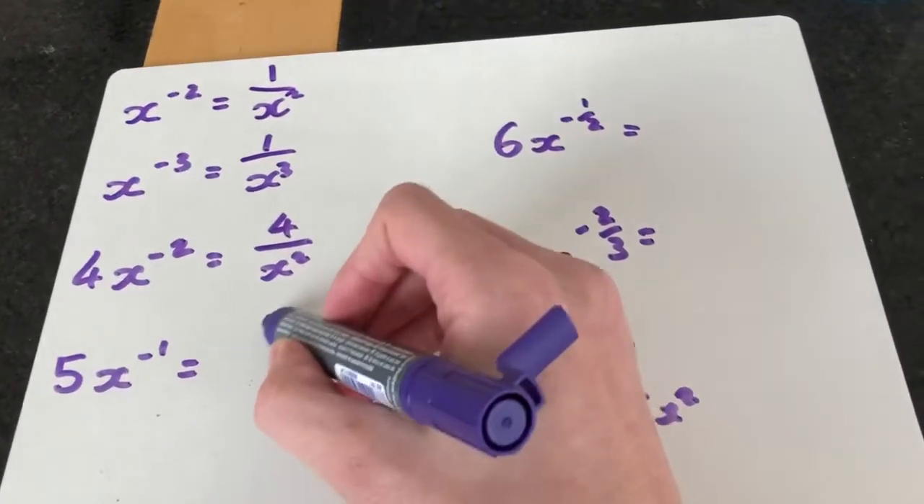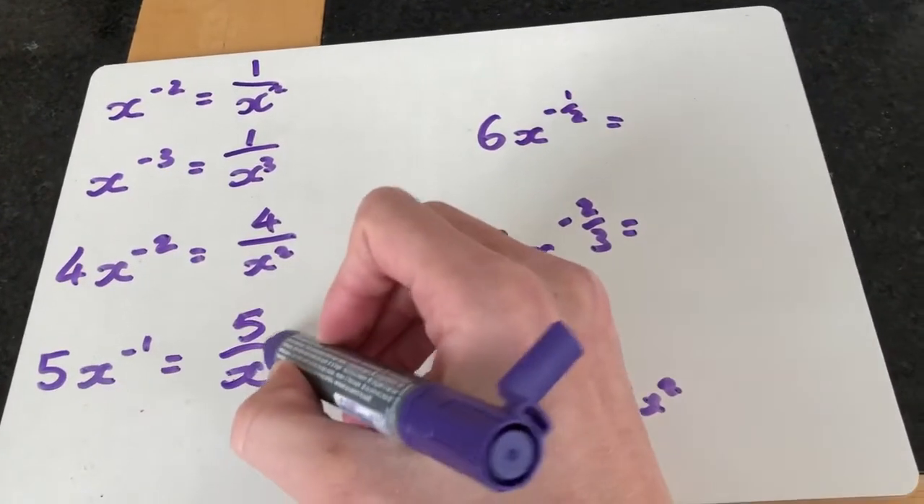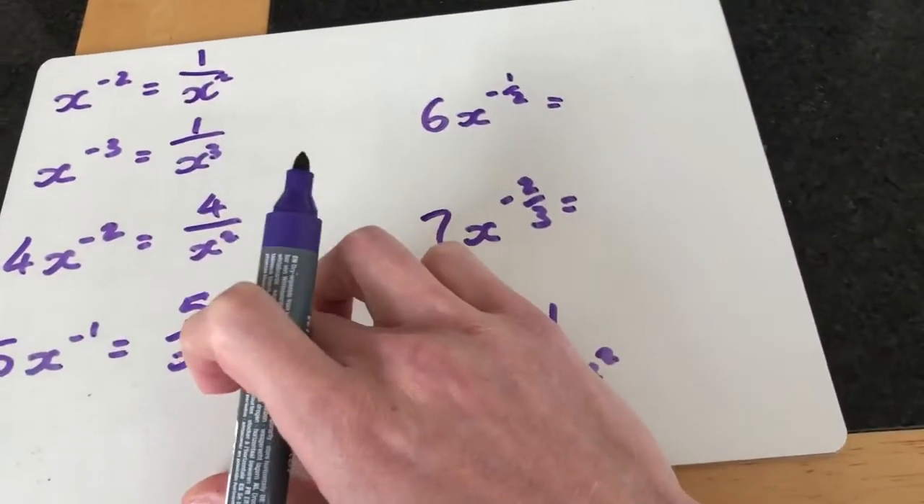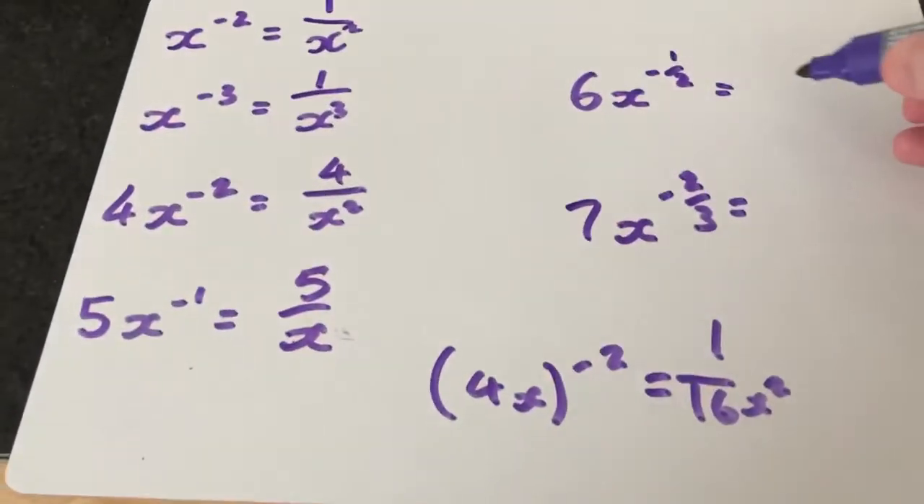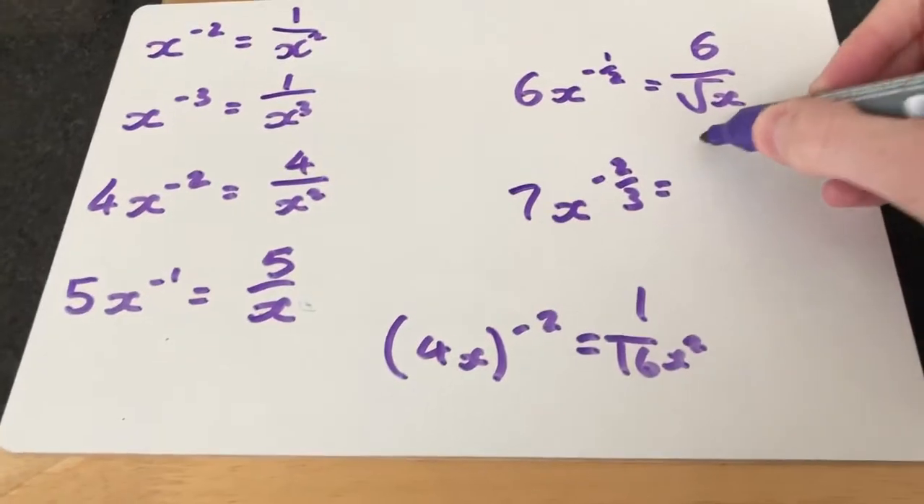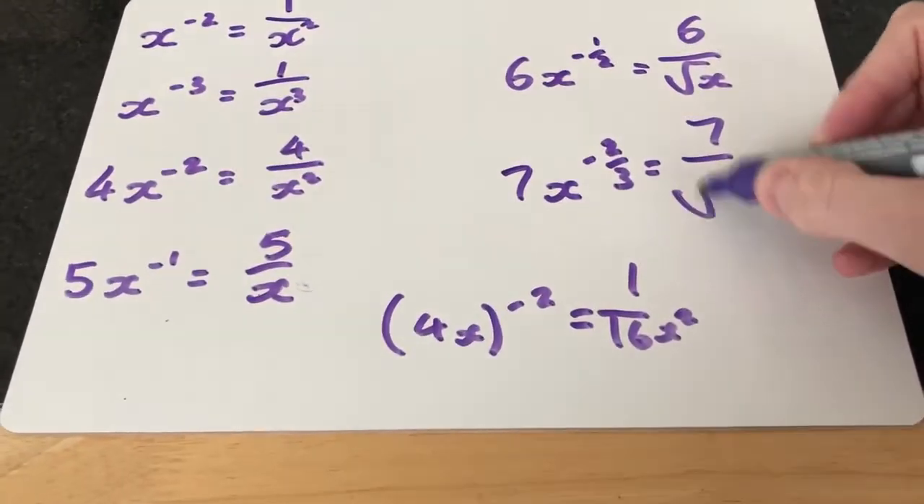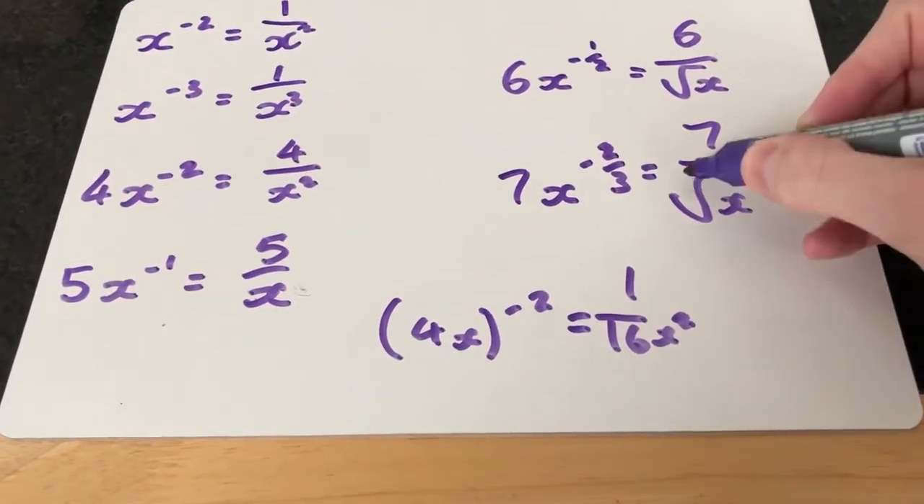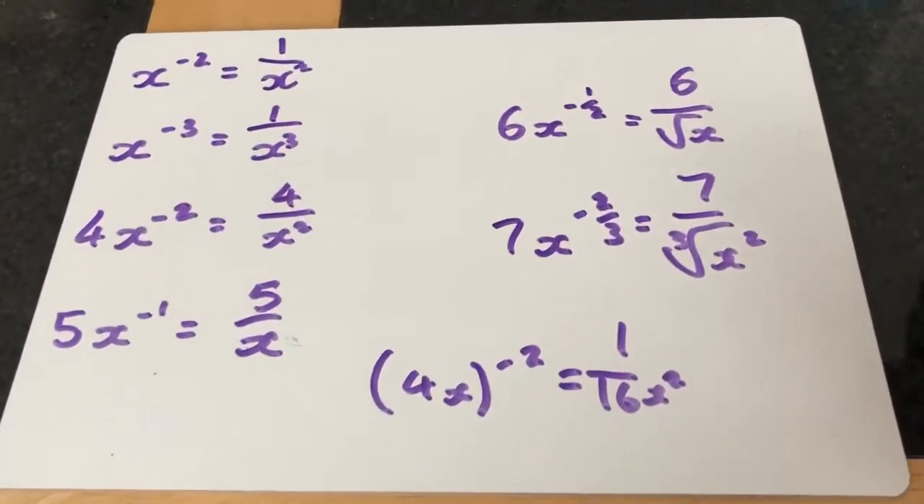So this is 5 over x. This one would be 6 over the square root of x. And this one would be 7 over the cube root of x squared. So that's the first thing.